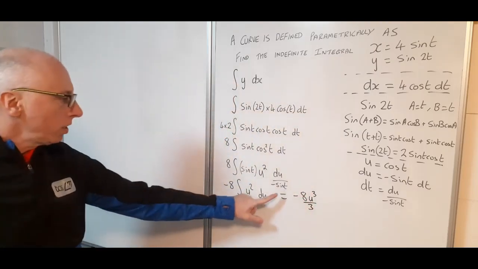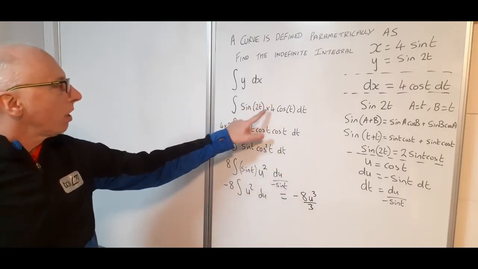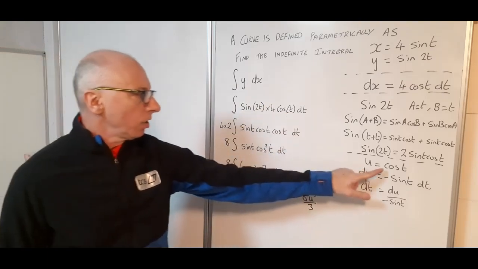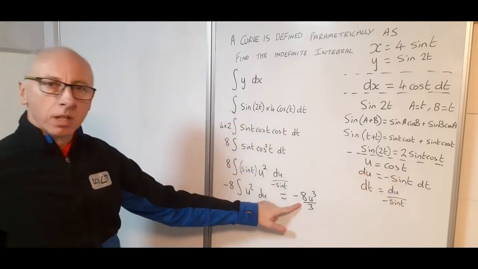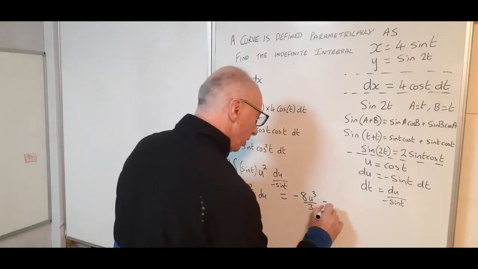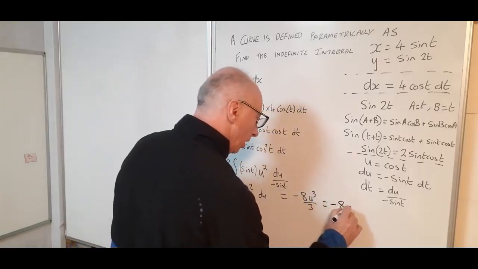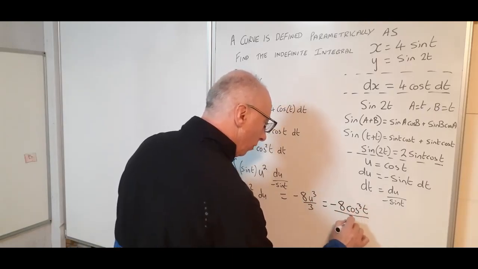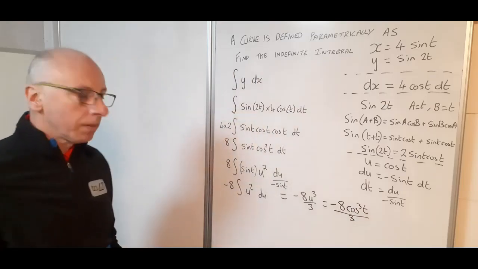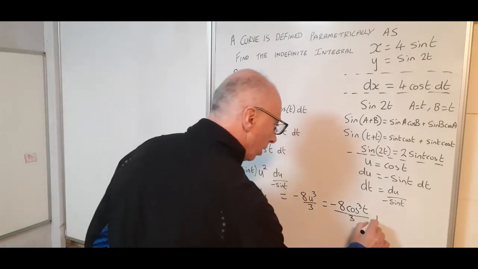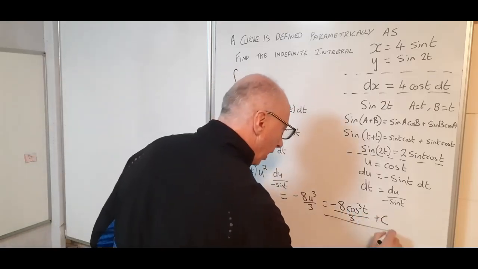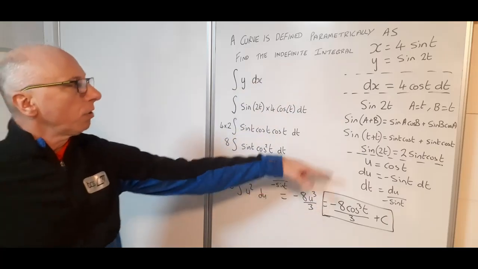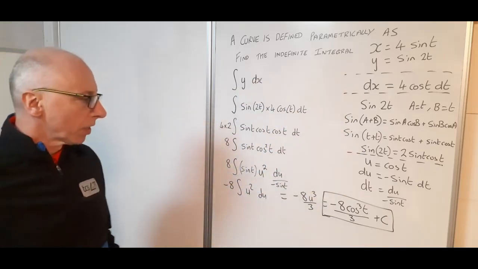Okay, now what is u? I want to get back in terms of some sort of trig functions defined in the variable t. u is cosine t, so let's just change that u for cosine t. So I've got minus 8 cosine cubed t all over 3, and not forgetting plus c. And that would take care of that. That's my indefinite integral for this parametric curve.